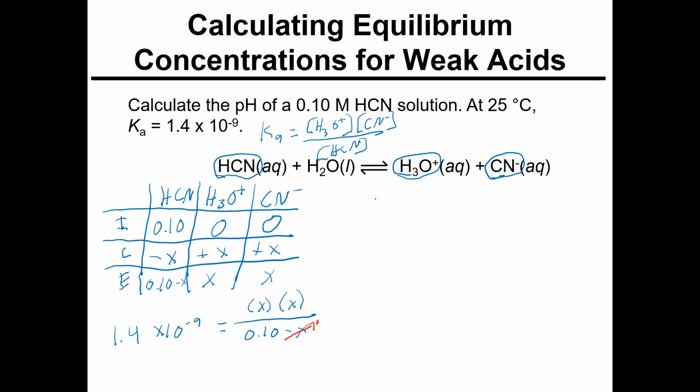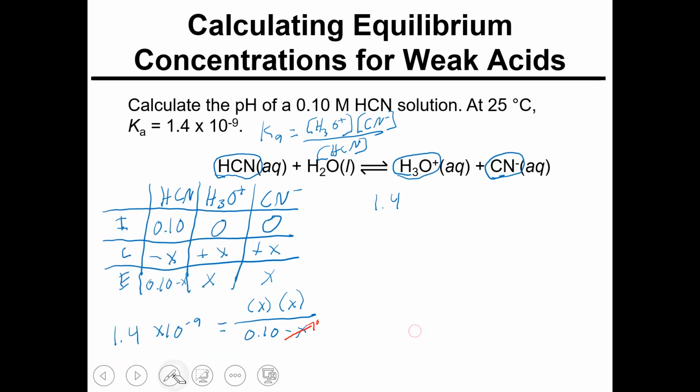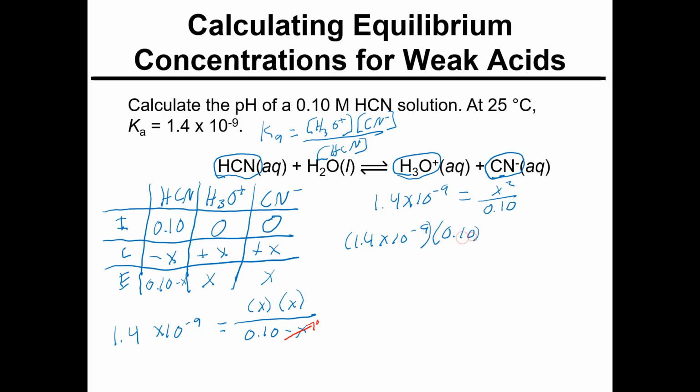So we would have 1.4 times 10 to the negative 9th. On the top of this equation, X times X is X squared. And we can simplify the bottom of the equation to 0.10. So now I can multiply both sides by 0.10 so that I get X by itself, or X squared by itself rather.